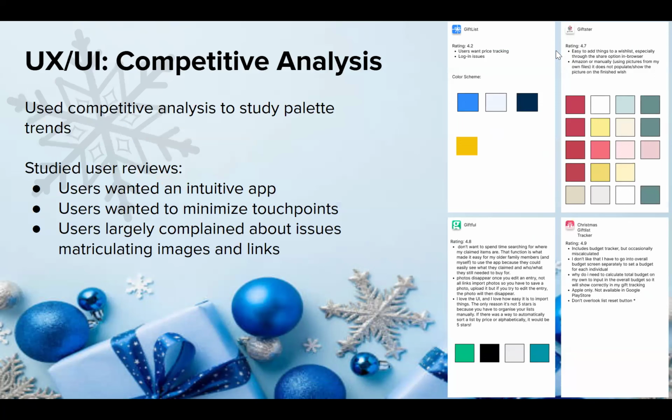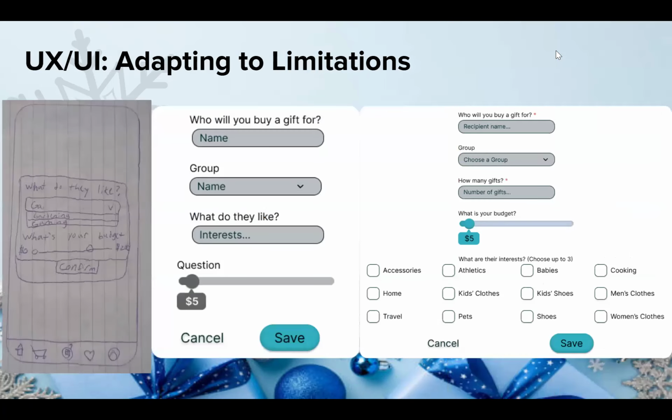We also did a competitive analysis of 4 different apps. Through it, one of the things we came up with was our color palette, because the different apps largely used a blue of some sort within their app. Also, they all had a primary color that carried on throughout their apps. We also learned from user reviews that they wanted an intuitive app that was easy to get around. They wanted to minimize touch points and did not want to have to do too many steps. And they largely complained about issues like mismatched images and links. So it is great that our DS worked together and deleted all of those defunct links.